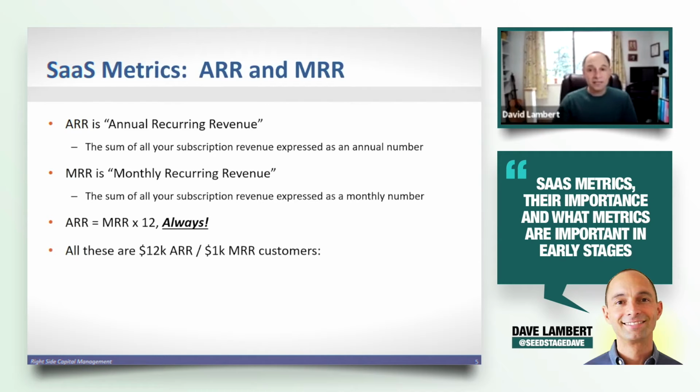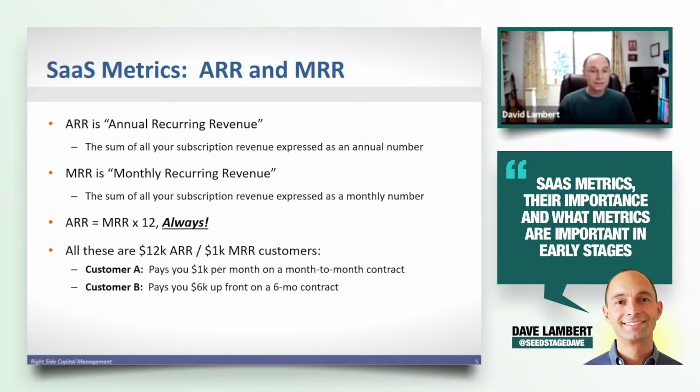So I'm going to give some examples just to hammer this point home. All of the companies I'm about to show you are 12K ARR customers and 1K MRR customers. So your first customer, customer A, pays you $1,000 per month on a month-to-month contract. It doesn't matter that they're on a month-to-month deal. They represent 12K of ARR and they're 1K of MRR.